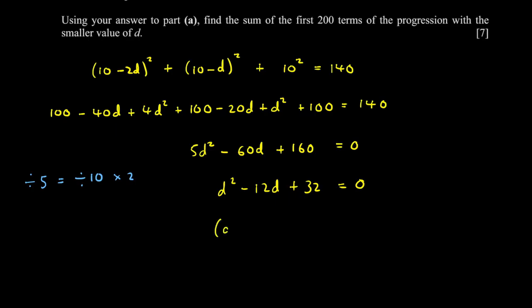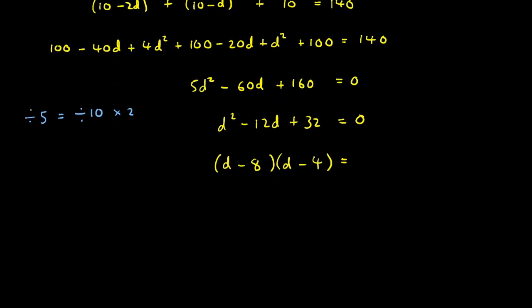And I want to factorize this, so I've got d, and I want two numbers to multiply together to give 32. They combine to give negative 12, so I think that's going to be negative 8 and negative 4 by the looks of it. And so I've got two solutions. I've got d is equal to 4 and d is equal to 8. So those are two options.